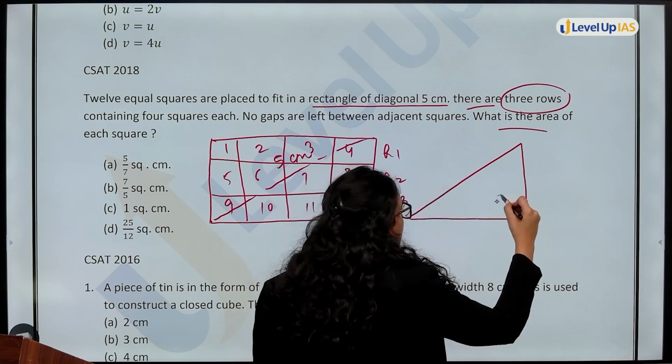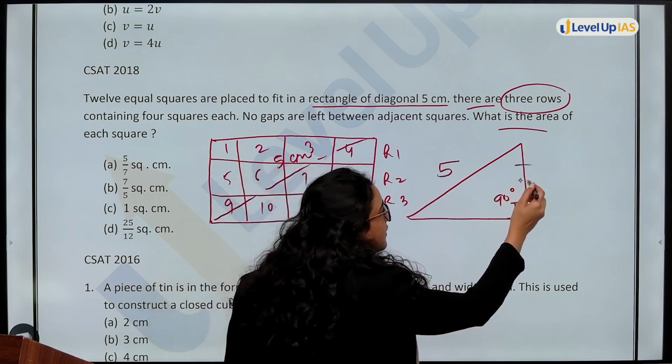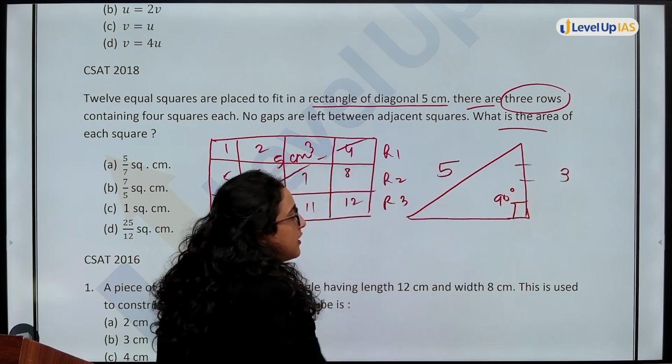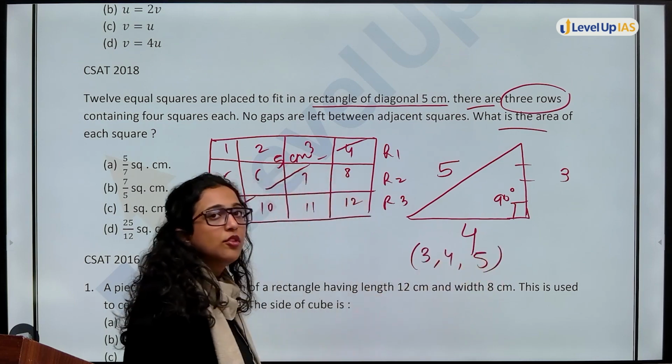If this is an angle of 90 degrees, this is 5. You know this is 3. Okay? Then this is 4. 3, 4, 5 is a Pythagorean triplet.